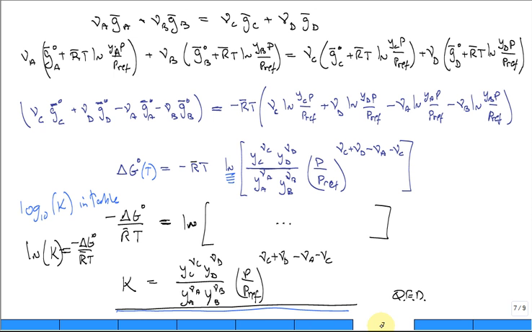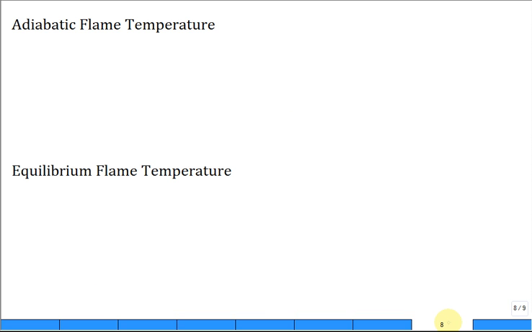But the bottom line is you get this equation right here. What is this equation? It's our chemical equilibrium equation. And as the temperature changes, or the pressure changes, you can shift the equilibrium composition of our gas. Now we're going to talk about equilibrium flame temperature.